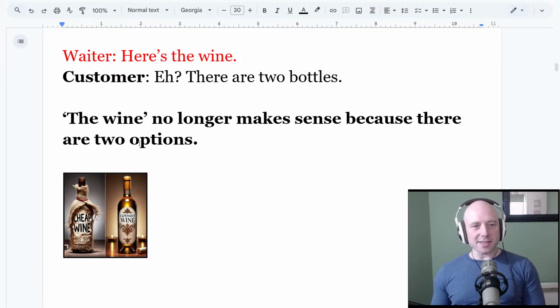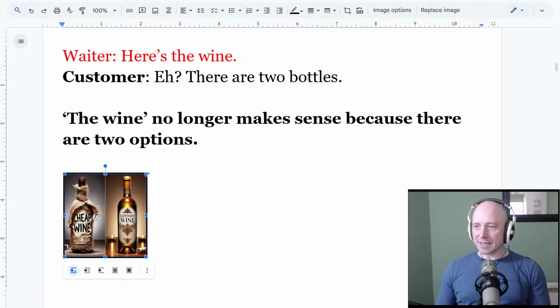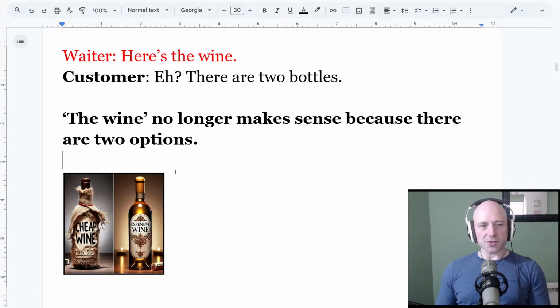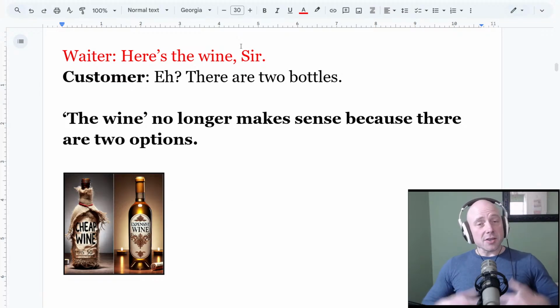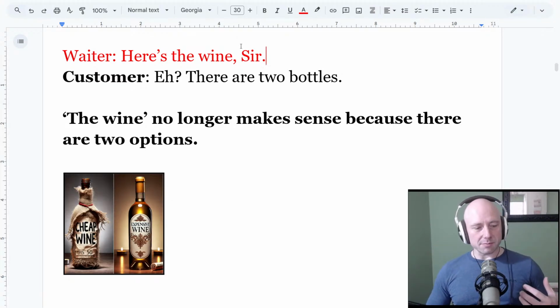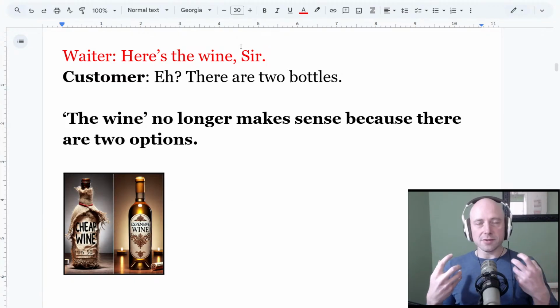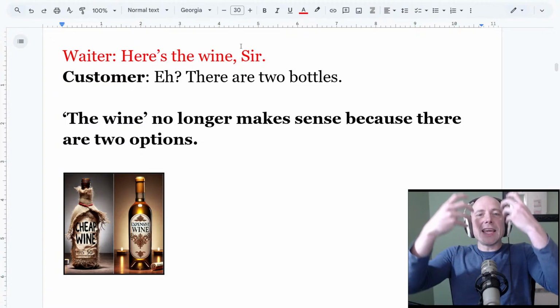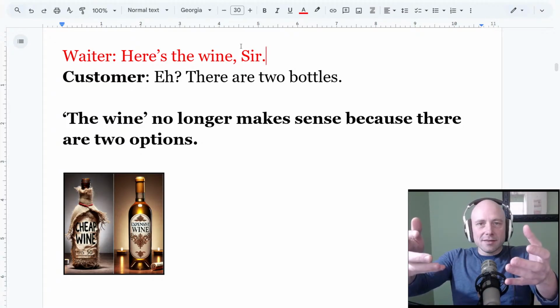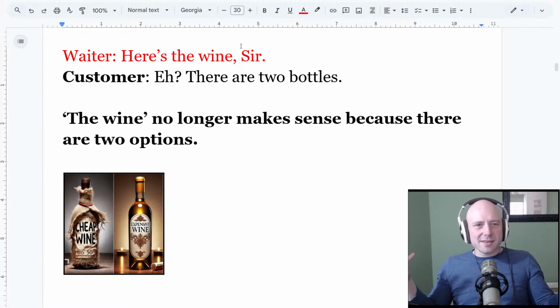So, let's look at this situation. Here we can see in the picture, oh, there's two bottles. The waiter says, here's the wine. We can put our sir in as well. Here's the wine, sir. And the customer says, there's two bottles, right? Can you imagine that? A waiter comes and they have two bottles of wine. And they say, here's the wine. And you say, what? The wine? But there's two bottles. What do you mean?